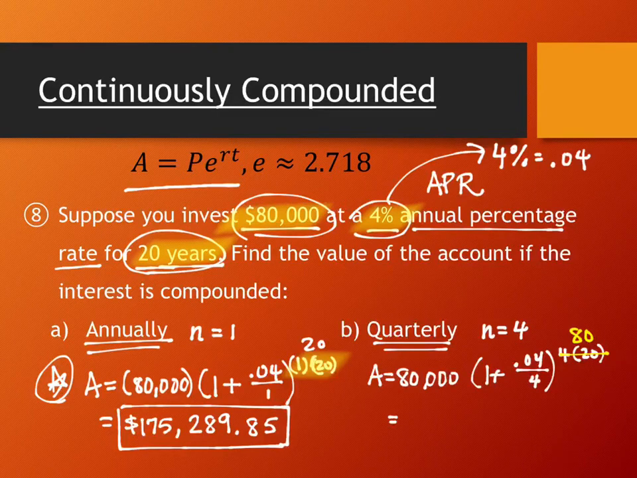Now, given everything else staying the same, do you expect that more compoundings will give you more money, less money, or the same amount of money? More. And it's not going to be significantly more, but it is going to be more. So on this one, we actually get 177,337.22. It's a couple grand more, simply because it was compounded quarterly instead of annually.